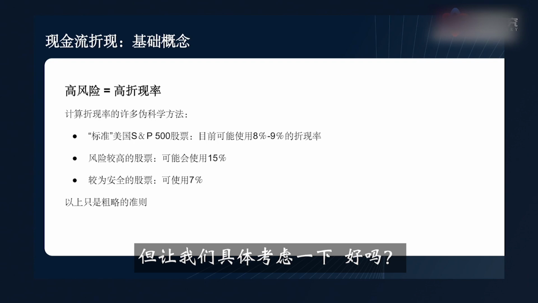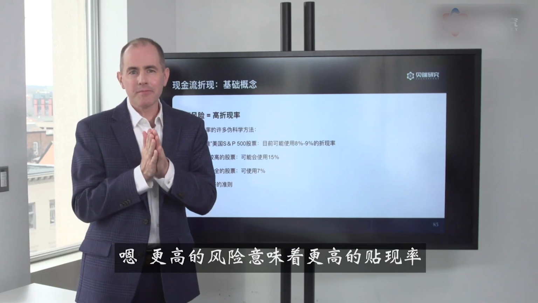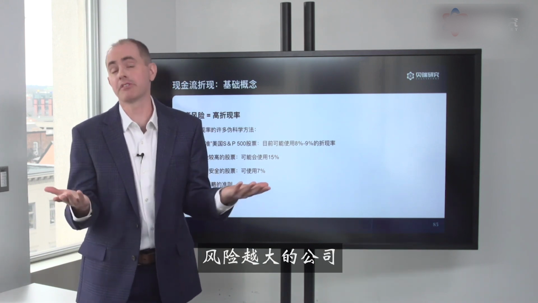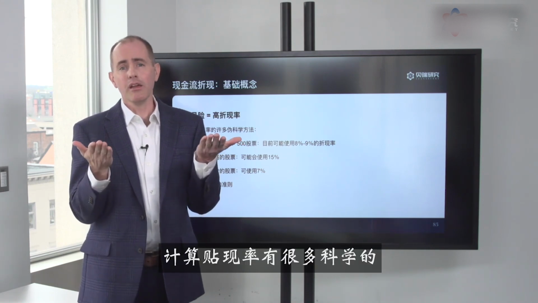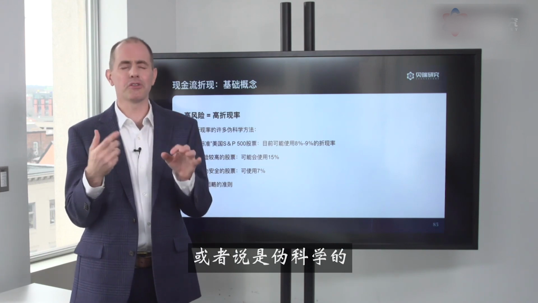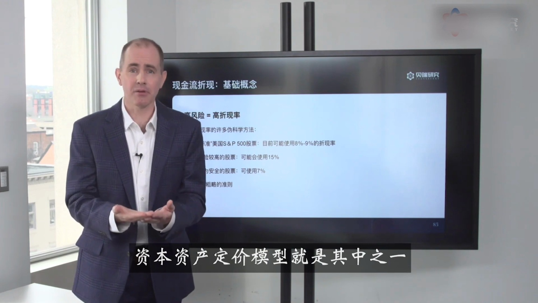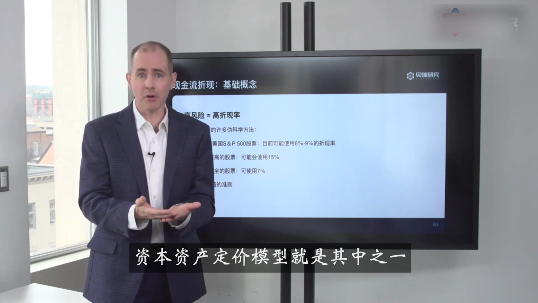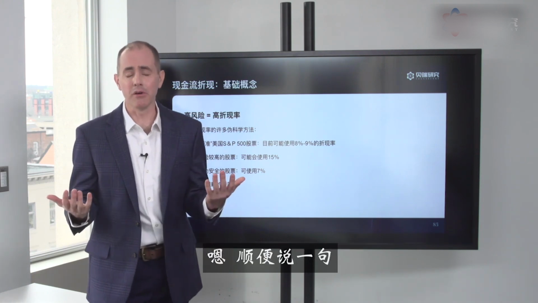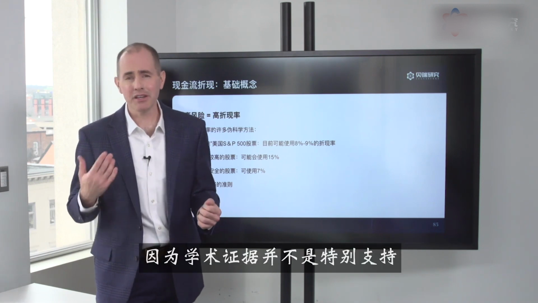But let's think specifically. How would we think about this? Well, higher risk means higher discount rate. That's for sure, right? The riskier the company, the more you'd want. There are many scientific, or I'm going to say pseudo-scientific, methods for computing the discount rate. The capital asset pricing model is one of them, CAPM. There are many others. By the way, I don't generally use them because the academic evidence is not particularly supportive.